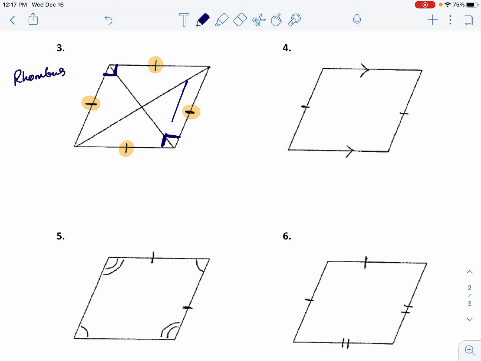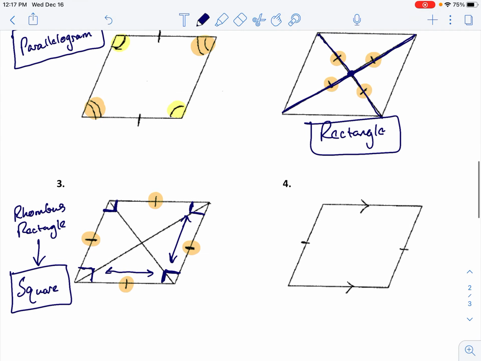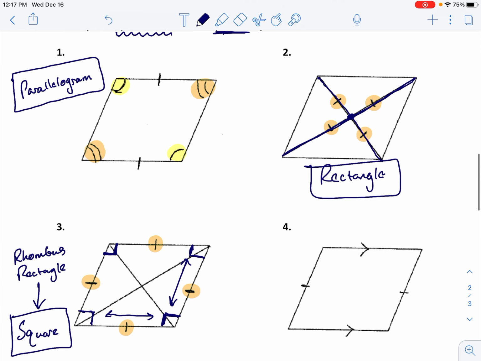But on top of that, these consecutive angles have to add up to equal 180. Well, if that's 90, 90 plus 90 is 180, and the same reason, 90 plus 90 is 180. And that means all 4 angles are right angles, so it's a rhombus and a rectangle, which means this is a square.